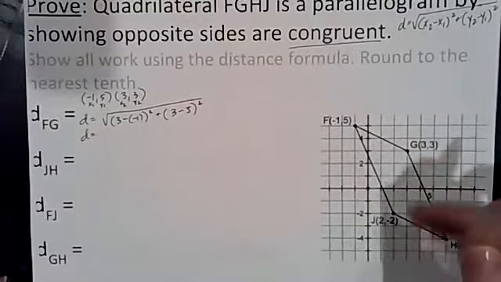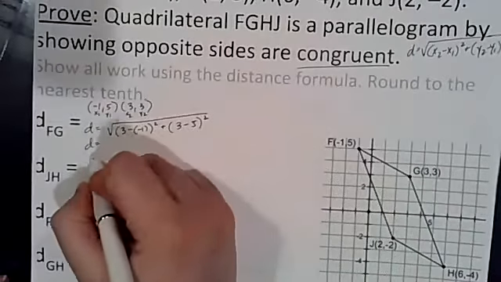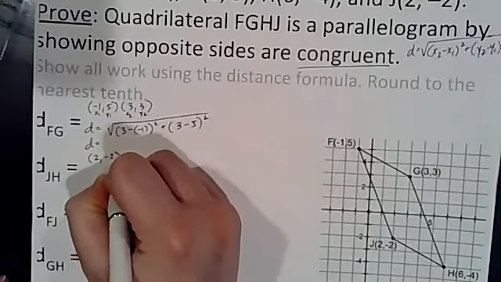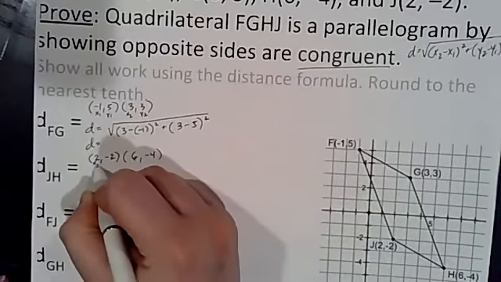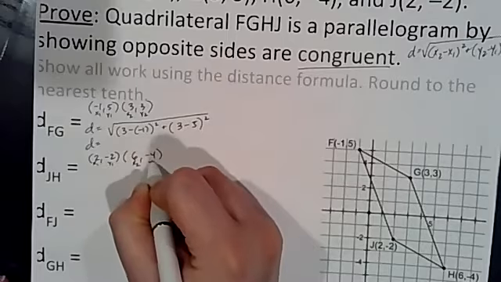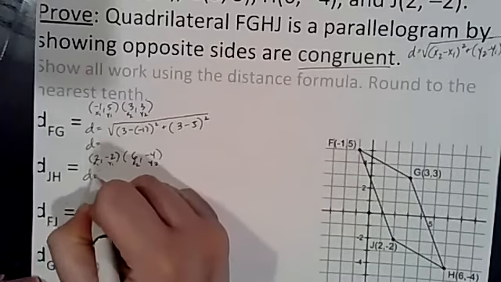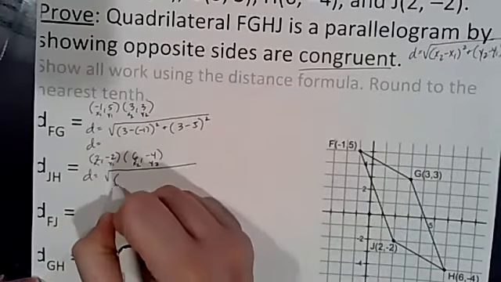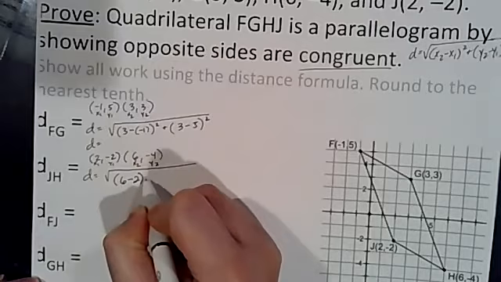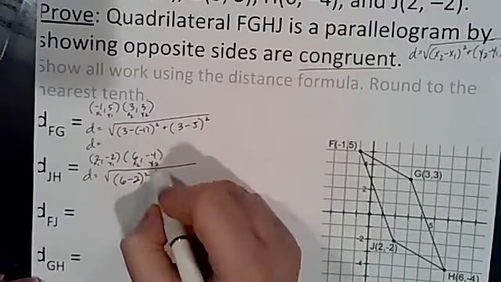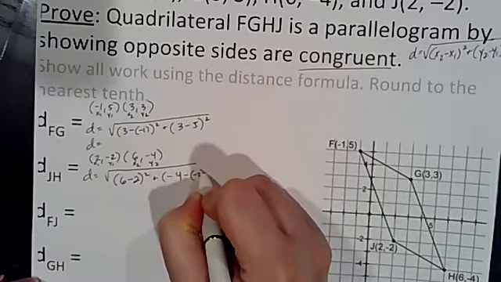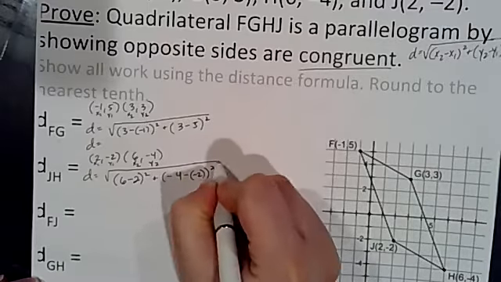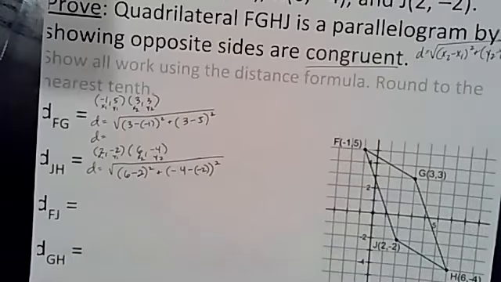I'm going to go ahead and plug in the formula for the second set too. So I might as well just do these two while I'm at it, okay? So J is 2, -2, and H is 6, -4, x1, y1, x2, y2. My distance is 6 minus 2 squared plus, and then we're going to have -4 minus -2, 2 parentheses, squared.